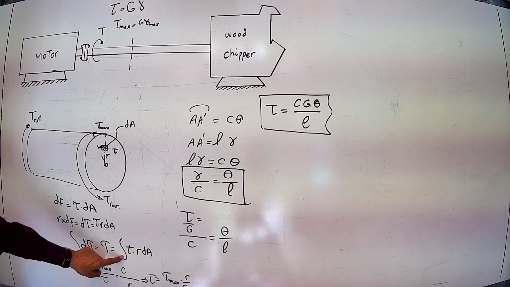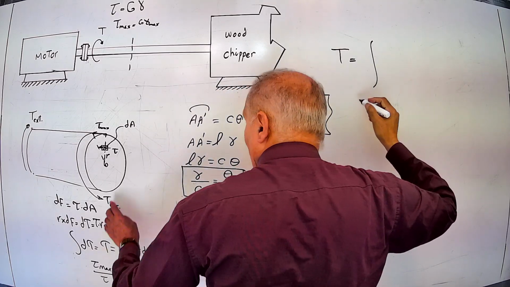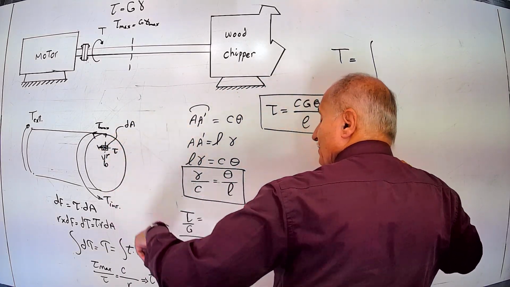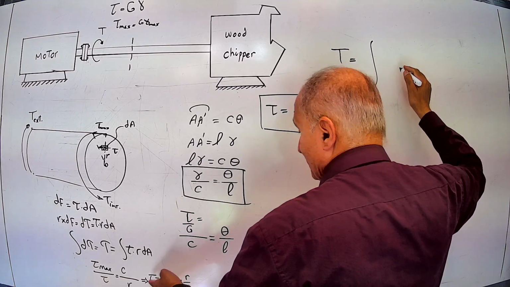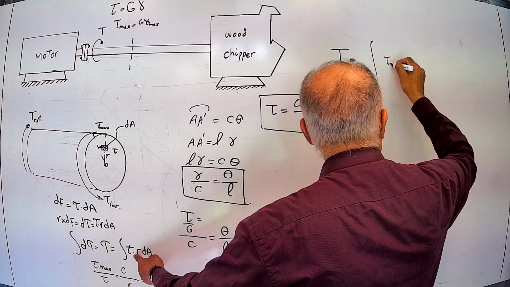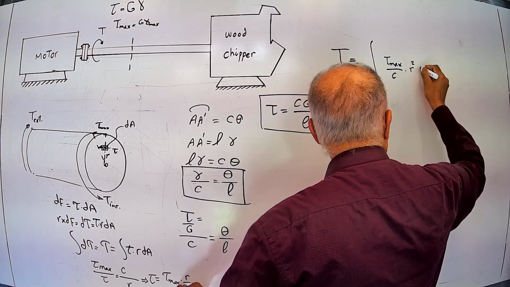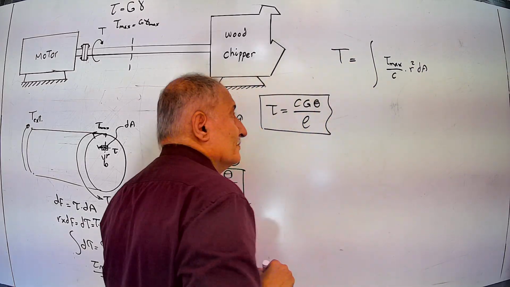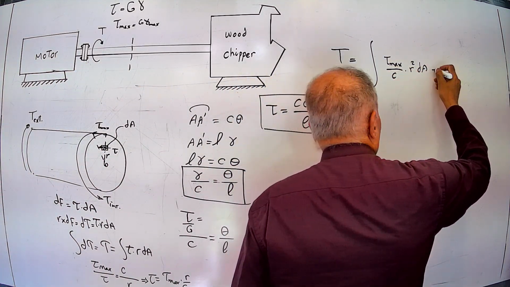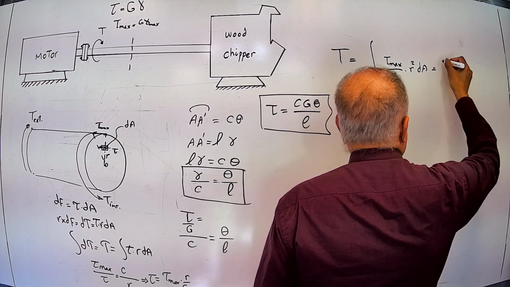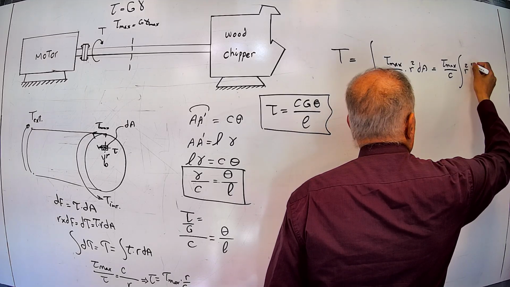And in this integration, I can put torque is equal to the integration, the summation of all small torques on this cross section. Summation or integration, doesn't matter, the same meaning. Then instead of tau here, I put tau max over C times R squared dA. Because tau max is a constant and C also is constant, I can take tau max divided by C out of the integration, leaving R squared dA.